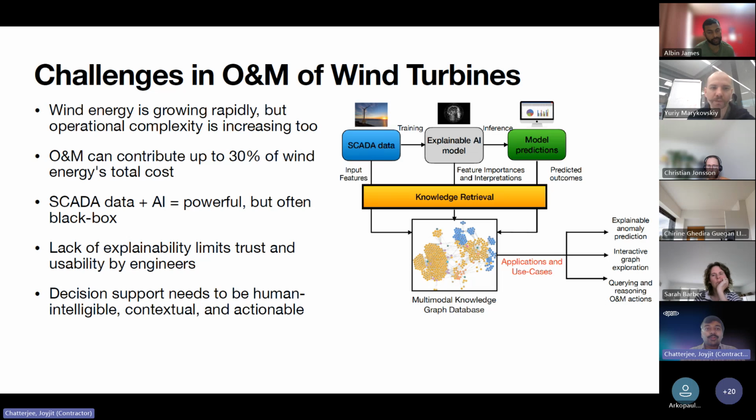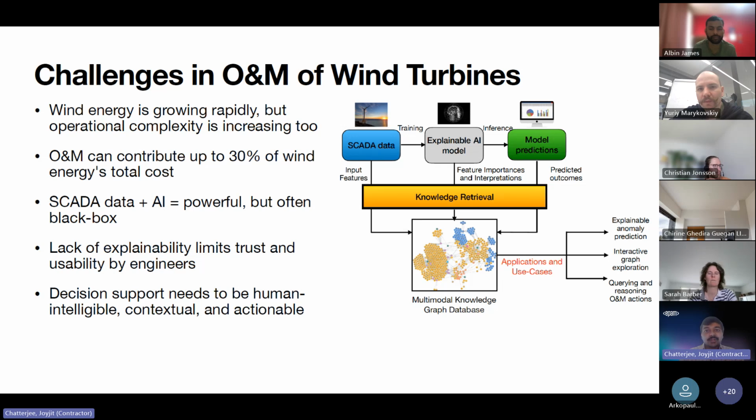We all know that the uptake of wind energy has been growing rapidly over the years, but with that, the complexity in O&M has also gone up significantly. According to some papers, it can contribute around 30% of the total cost of using wind energy. So O&M costs are quite significant, and a lot of work has been done in the last 5-6 years at least in using AI models, both traditional machine learning and, over the years, deep learning models, LSTMs, and all of that for predictive decision support, for time series forecasting of power curves and stuff like that in wind turbines.